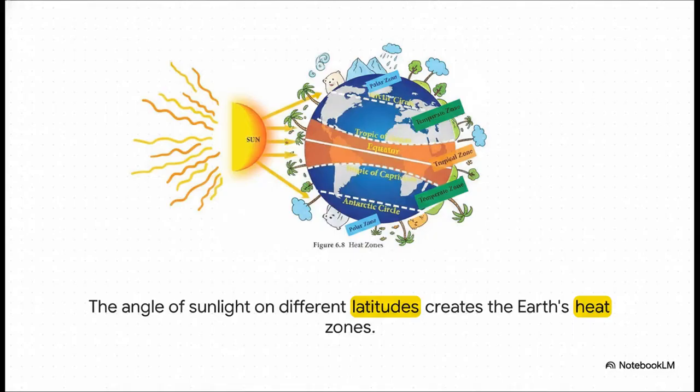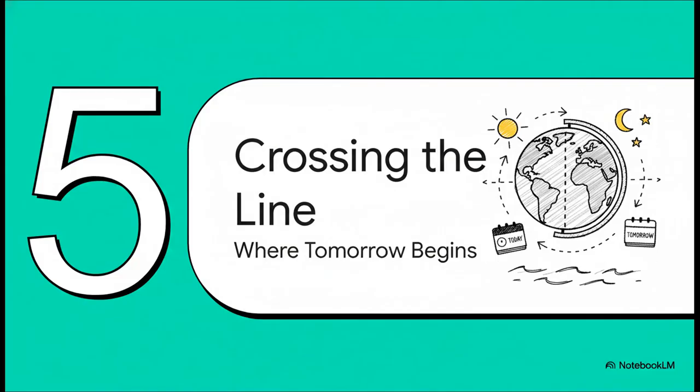And hey, just a quick reminder about latitude's other superpower. The way the sun's rays hit the Earth at different angles because of latitude is what gives us our big climate zones. You know, the hot tropics near the equator, the milder temperate zones, and of course, the freezing cold polar regions. All right, we've pretty much circled the globe, but our journey is not quite over.